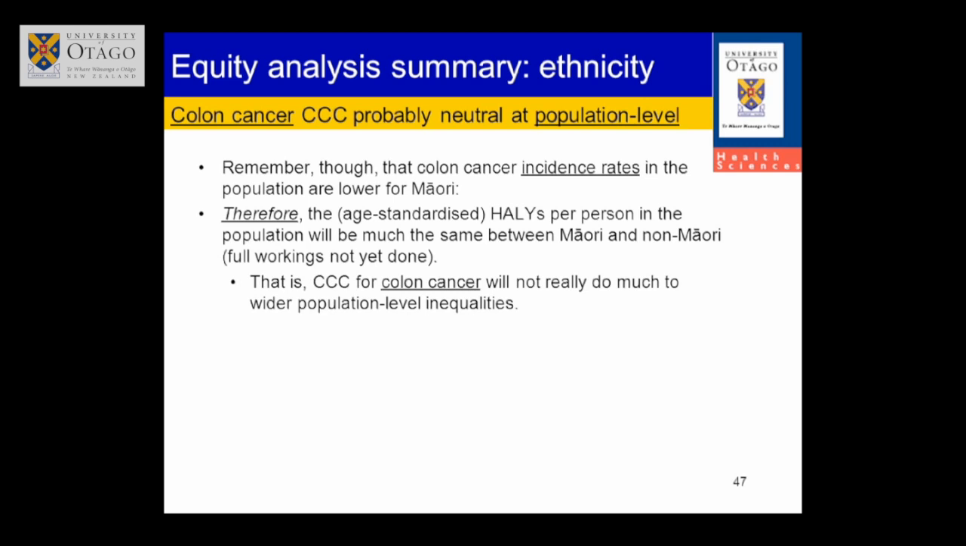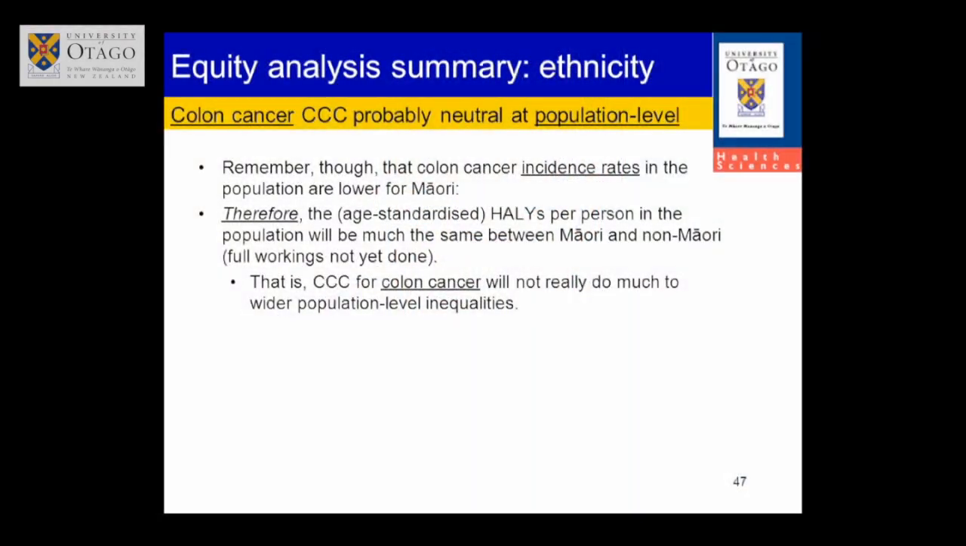So the way it works is as follows. When you take an age standardised HALYs per person in the population, they'll be much the same between Māori and non-Māori. So whilst per patient you gain more HALYs for a Māori person, you shift them both up like this, more for Māori, but there's fewer cases of colon cancer, so when you take it back to the population, it becomes much the same. This is the difference between patient and population level. So cancer care coordinators for colon cancer will not really do much for wider population level inequalities.